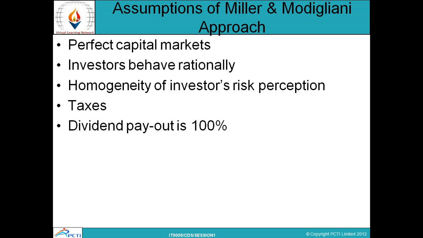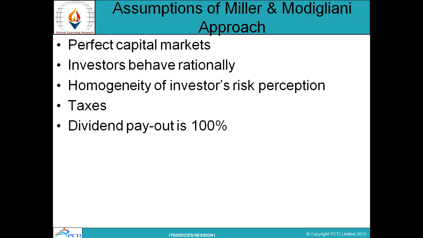The third is homogeneity of investors' risk perception. When I say homogeneity of investors' risk perception, it means all investors have the same perception of business risk and return. Is it possible that all businesses will have the same level of risk and the same level of return? Might be, may not be. So this homogeneity of investor risk perception is not common or the same across all types of industry, all persons, all businesses. Again, it is based on the assumption.